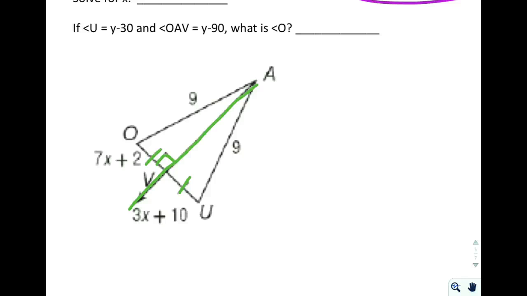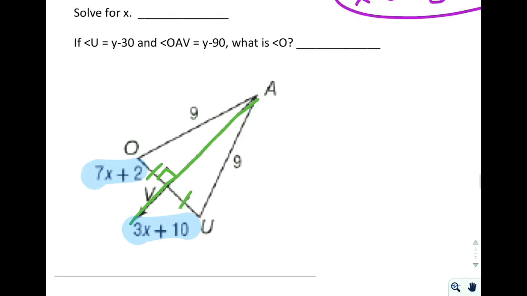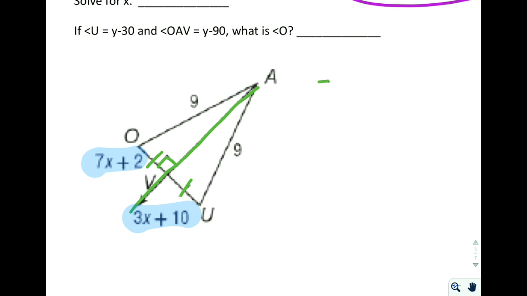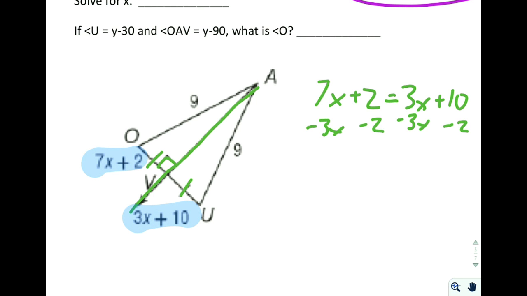So, a couple things I get from this perpendicular bisector. One is that these two chunks have to be the same. And if we're asked to solve for x, I can set them equal to each other. And so I can subtract 3x from both sides, and I can subtract 2 from both sides. And when I do that, I end up with 4x is equal to 8, or x is equal to 2.